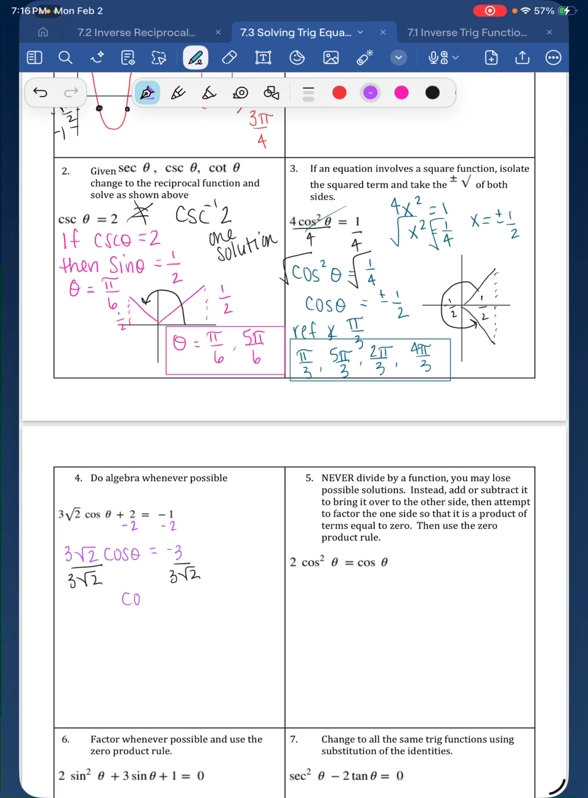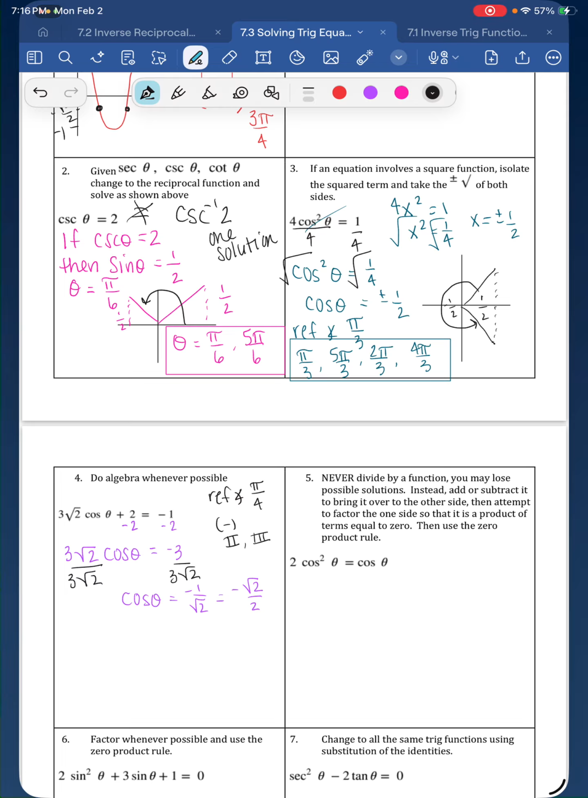And so now the cosine is going to equal -1 over root 2, which rationalized is negative root 2 over 2. Okay, so let's figure out what the reference angle is. So the reference angle is going to be pi over 4, because pi over 4 has a cosine of root 2 over 2, but then I've got to figure out the negatives. And cosine is negative in quadrants 2 and 3.